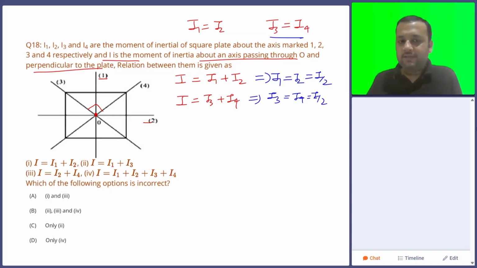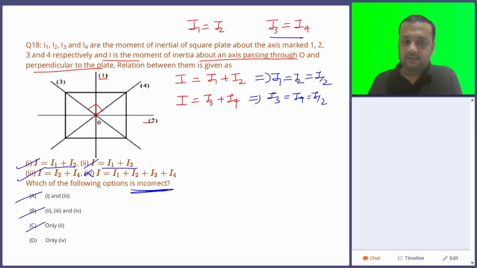That means this statement is correct because I equals I1 plus I2, which is anyway the perpendicular axis theorem. This statement is also correct because I1 is I by 2 and I3 is also I by 2. I2 is I by 2, I4 is I by 2, this is also correct. This is wrong because I by 2 four times will become 2I.